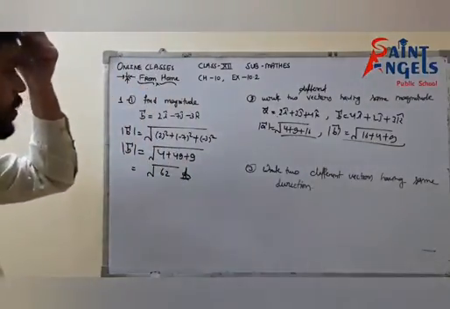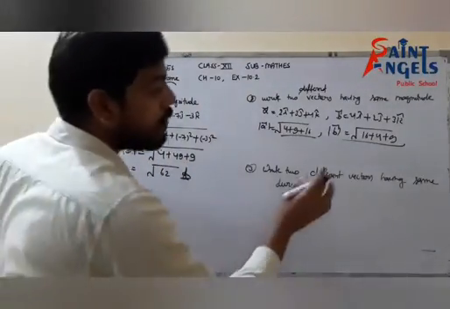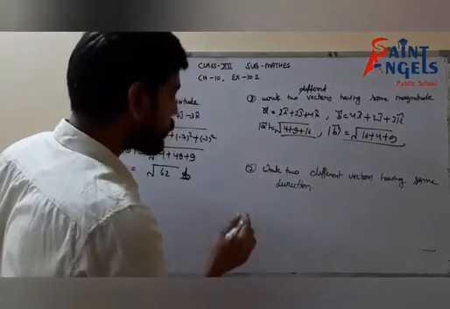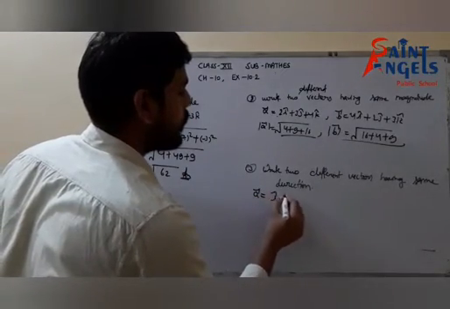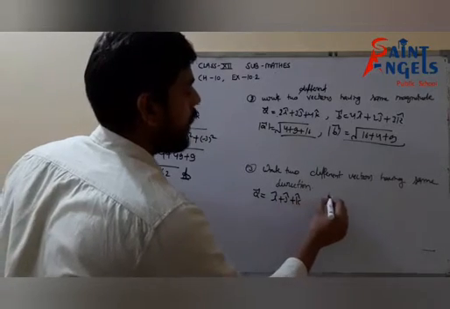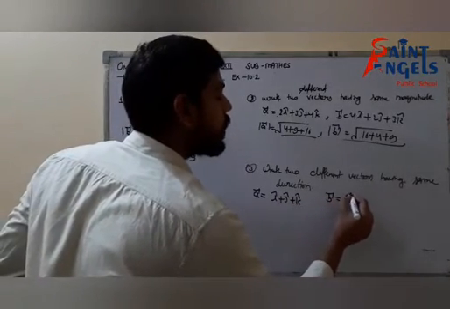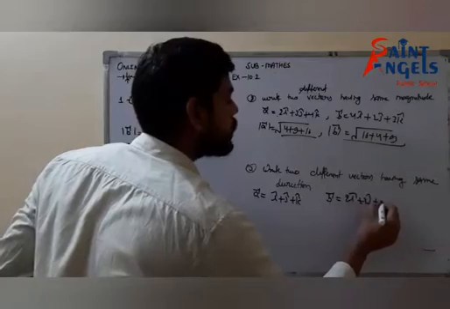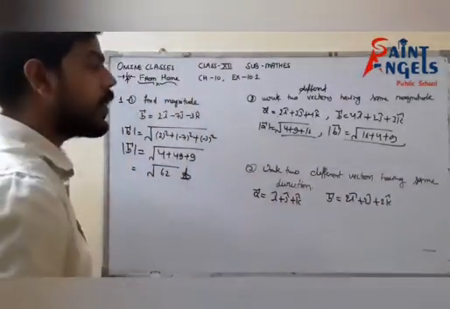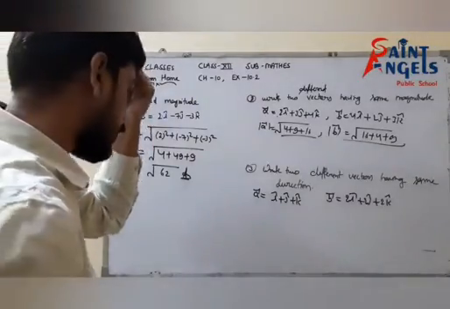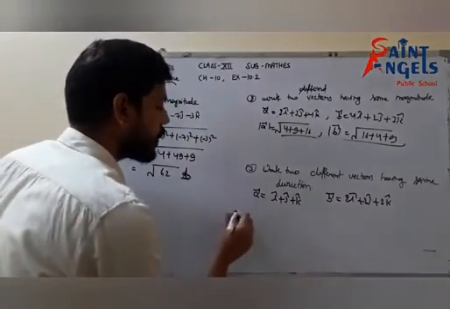But now look at question number three. This is: write two different vectors having the same direction. Suppose I have a vector a equals i cap plus j cap plus k cap, and another vector b equals 2i cap plus 2j cap plus 2k cap. But both are different vectors. Now we have to check the direction cosines. So the direction cosine of vector a.